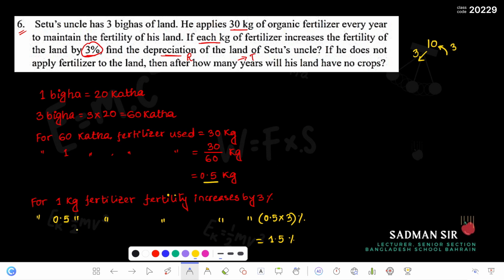So the same goes here. Using 0.5 kg of fertilizer increases the fertility by 1.5%, and this 1.5% increase takes you to the initial amount.